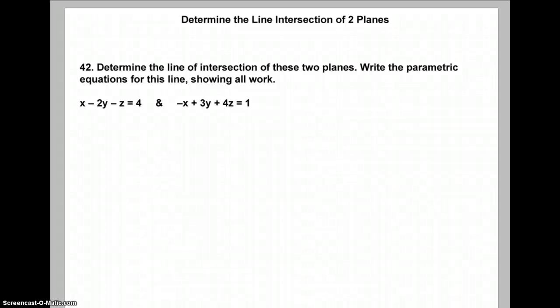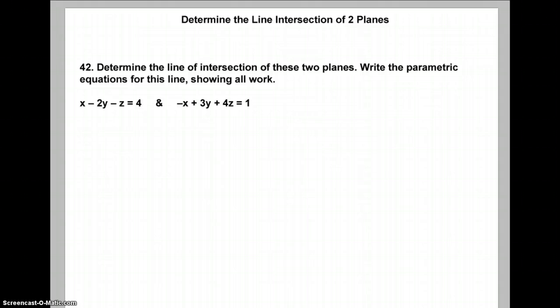Alright, today I will be going through how to determine the line of intersection of two planes. The problem I will be using can be found in the final exam review sheet. It's problem 42. Here we have two planes, x minus 2y minus z equals 4, and negative x plus 3y plus 4z equals 1. We'd like to find the equation of the line that defines where these two planes intersect with one another.